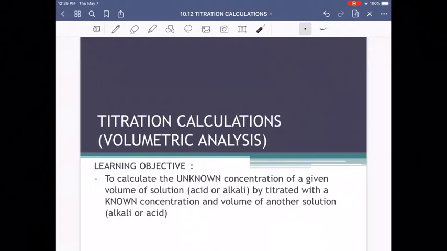Hello everyone, in this video we're going to learn about titration calculation, which is also called volumetric analysis. Here's our learning objective: to calculate the unknown concentration of a given volume of solution, acid or alkali, by titrating with a known concentration and volume of another solution, alkali or acid. For example, if you have an acid, you should titrate against an alkali. If you have an alkali, you should titrate against an acid.